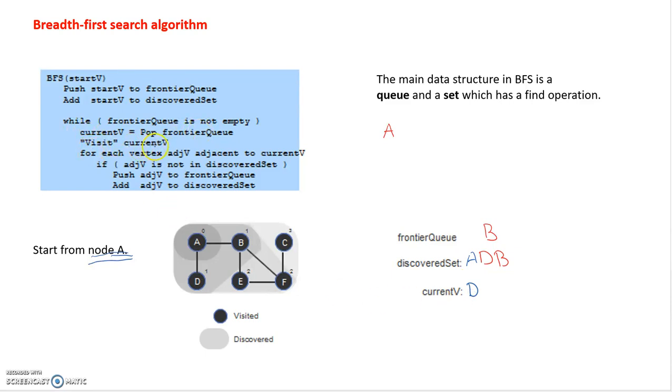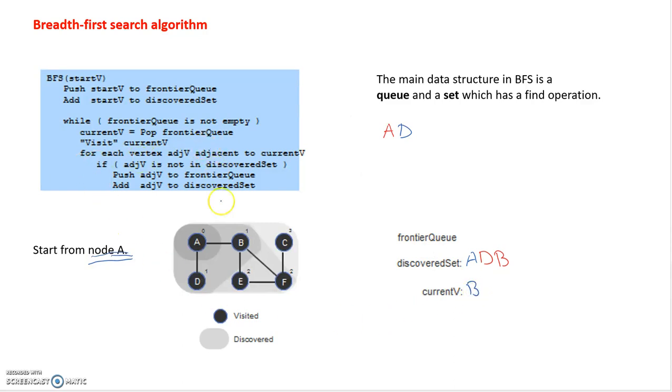We are going to visit this node by printing it. And then for each node adjacent to D. Adjacent to D, we only have one node, and that's A. And if this A is not in the discovered set, but A is in the discovered set already, so the if statement will not execute. We go back to the top of the loop. We look at the frontier queue. It has element B in there. We pop it. We place that element in as current V.